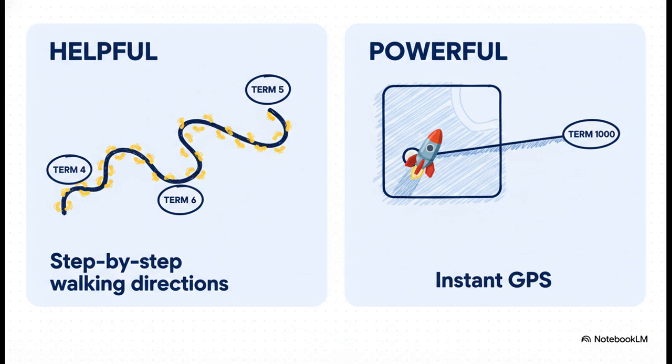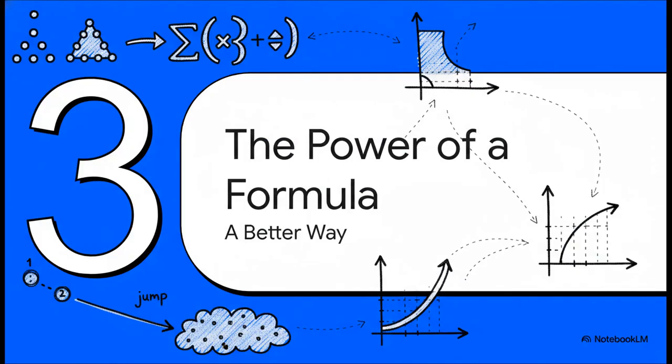Doesn't matter if it's the 20th, the 100th, or even the 1000th. So one is helpful, sure, but the other one is way more powerful. So yeah, we need that powerful tool. We need a formula. A formula is a much smarter rule. It doesn't just go step by step. It creates a direct link between the number of dots and the pattern number itself. It's like a secret shortcut that lets us jump to any point in the sequence we want.